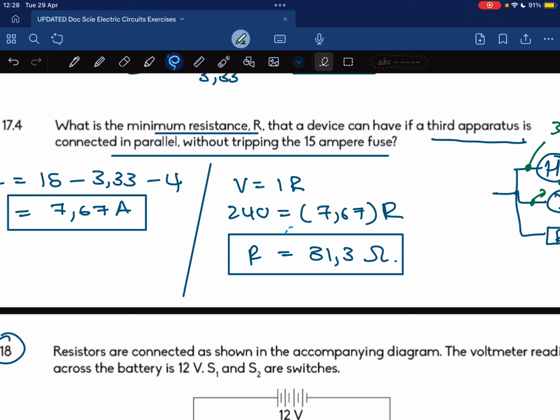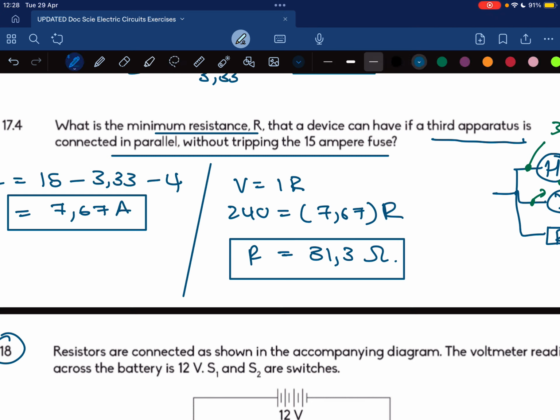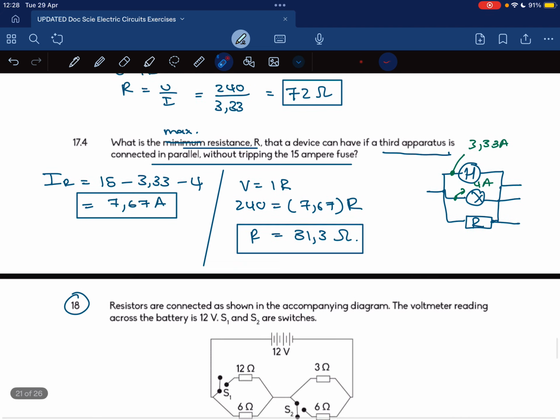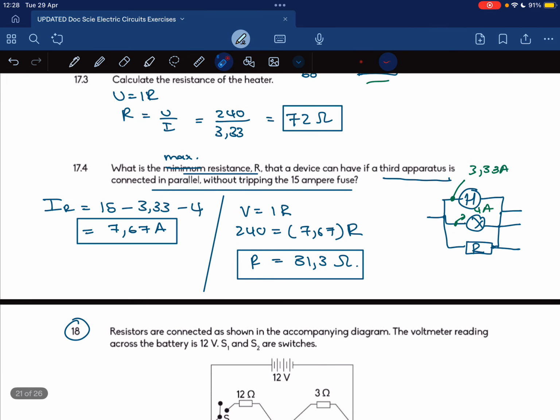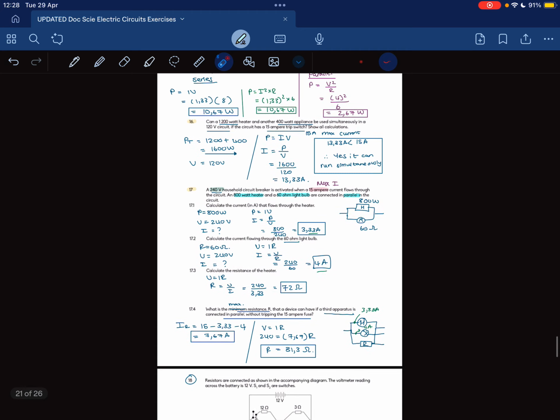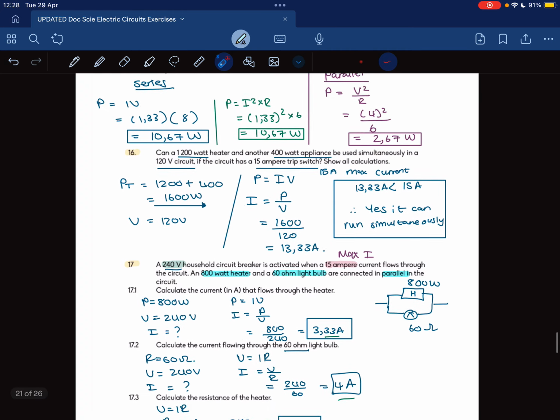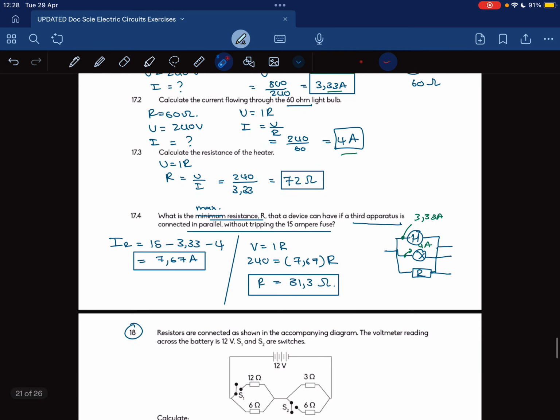Okay, I actually think that the question should have asked you for the maximum resistance, because this 31.3 ohms means that you can't exceed 31.3 ohms, because then you would need more current to go through that resistor. But either way your approach would stay the same. So that's question number 15, number 16, and number 17 that we've done together.